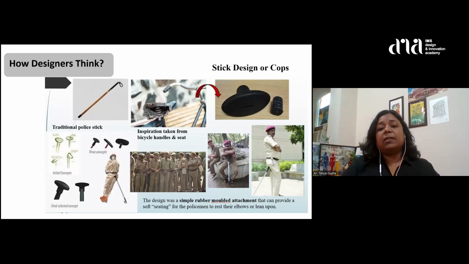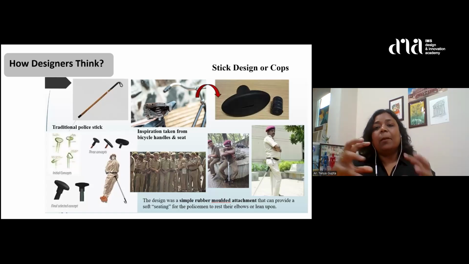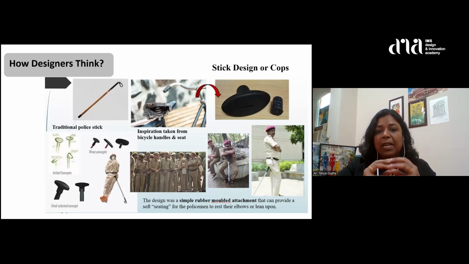Let's see how the designers came up with the solution. And also, as you can understand, this is designed for Bombay Police. So the economy was another point, the budget. What will be the cost of such a customizable stick? The budget was limited, so we have to keep the price very limited.